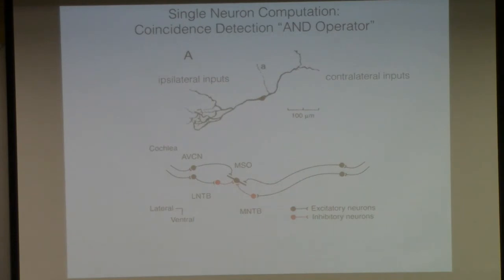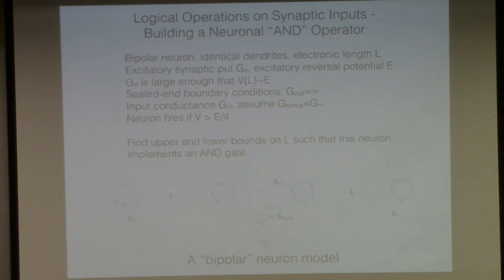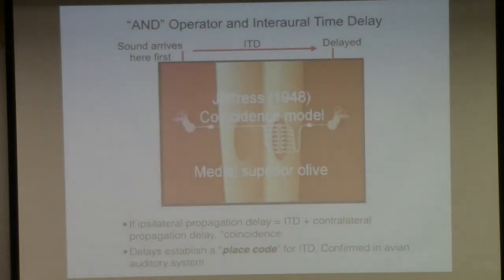Okay, so I want to skip to the movie, then I'll return to the other slides. So here are the bipolar neurons living in the brainstem, and they are receiving inputs from the contralateral cochlea and the ipsilateral cochlea. And so this delay line hypothesis is a very famous hypothesis about how sound localization is done in the horizontal plane.